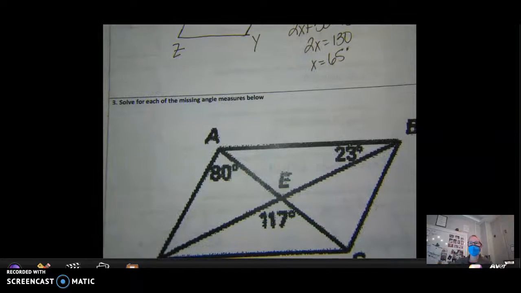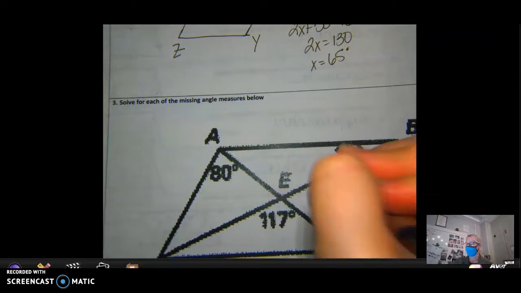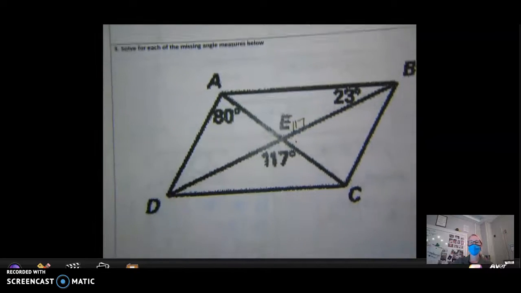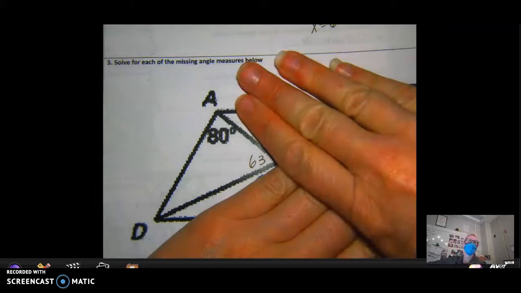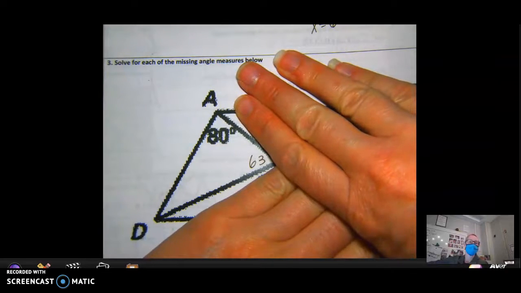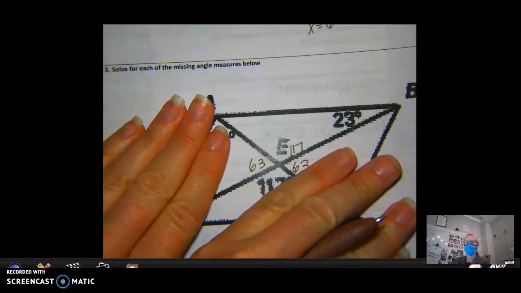Okay, so number 3. Real quick, we should be able to know what angle E is. What would that angle be? Okay, so what would that make this angle in here? 63, because that has to be supplementary, right? So that makes this 63. Now, how many degrees are in a triangle? 180. So if I cover up all this, I have a triangle right there. One is 80, one is 63. So if I do 180 minus 63, how many degrees are left for that angle down below? 37. Can I do the same thing up here for this triangle?